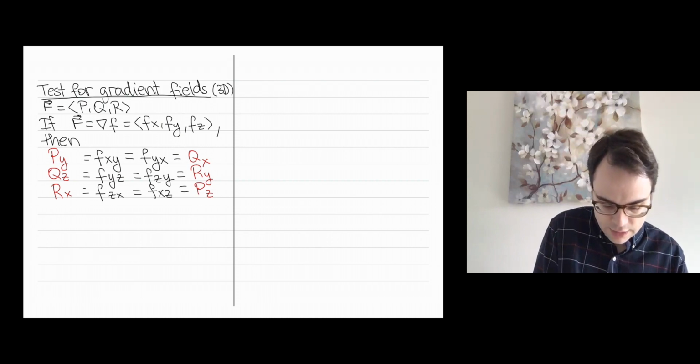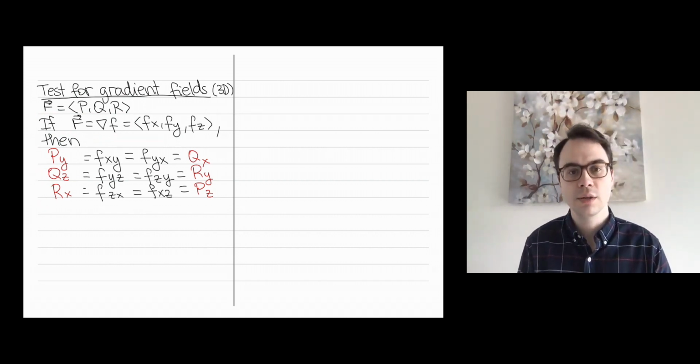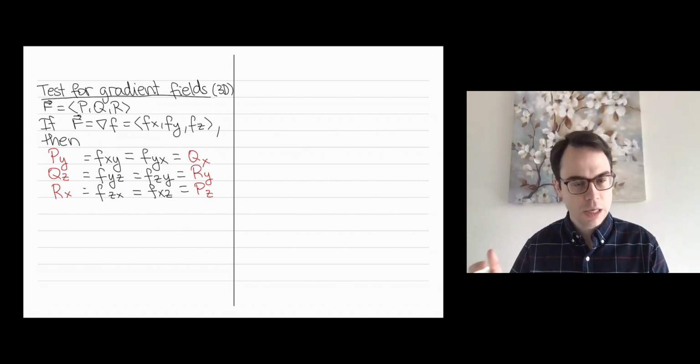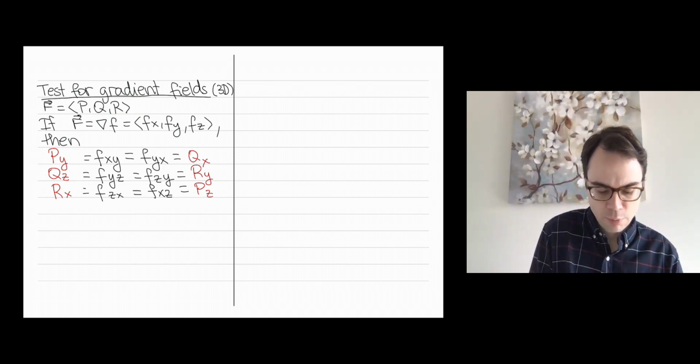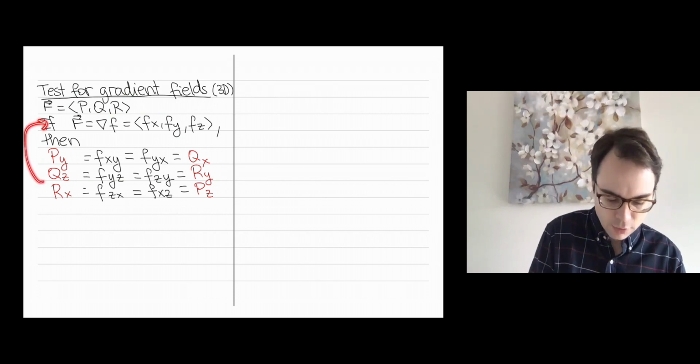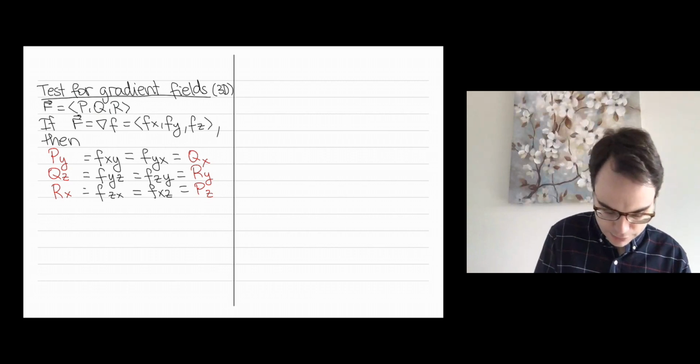I just told you that if a vector field is a gradient of a function, then these three equalities between partials must hold. What I want to tell you next is that in good circumstances, if these three equalities between partials hold, then I can conclude that the vector field is the gradient of a function. So let's write that down.